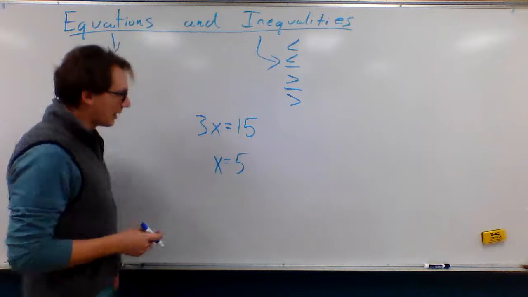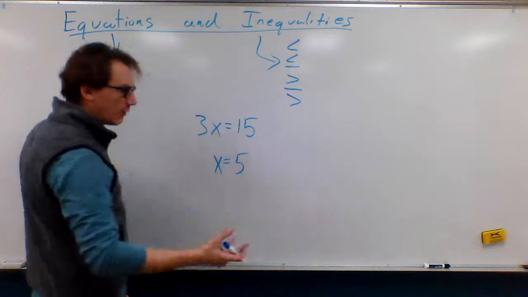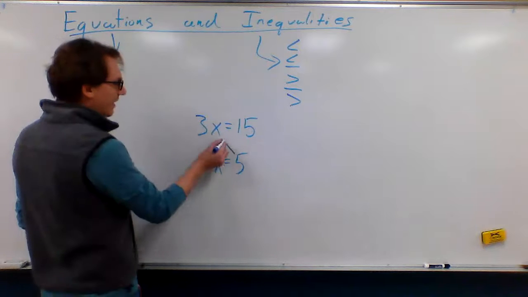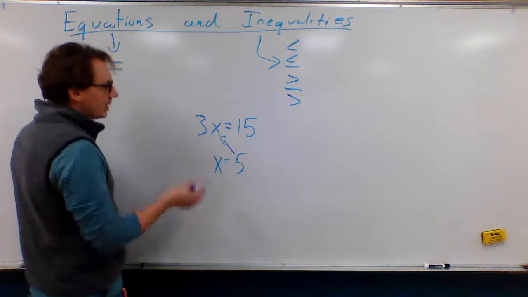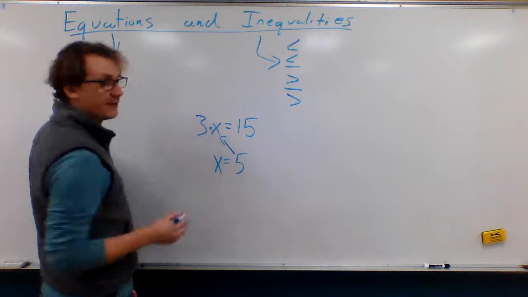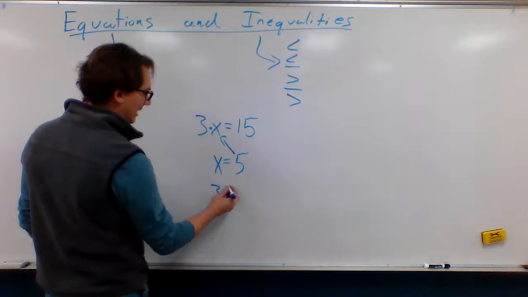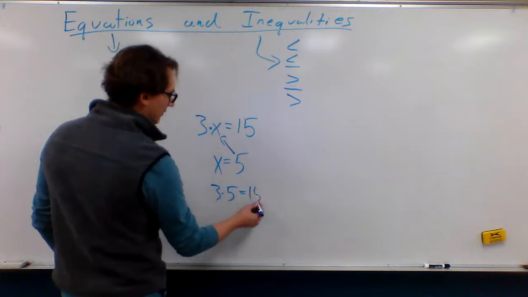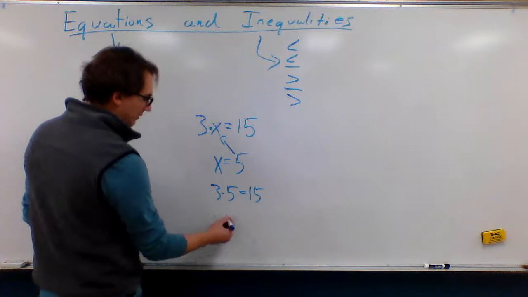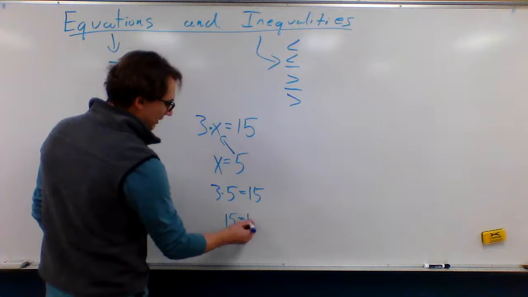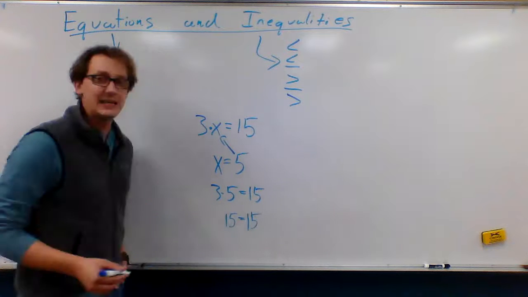Well, then you have to say, okay. And we're going to go back to what we were doing on Monday and Tuesday and take the 5 and plug that in for x. You're going to remember that a number next to a variable like this is always multiplication. So this will become 3 times 5 equals 15. 3 times 5 is 15, and 15 equals 15.